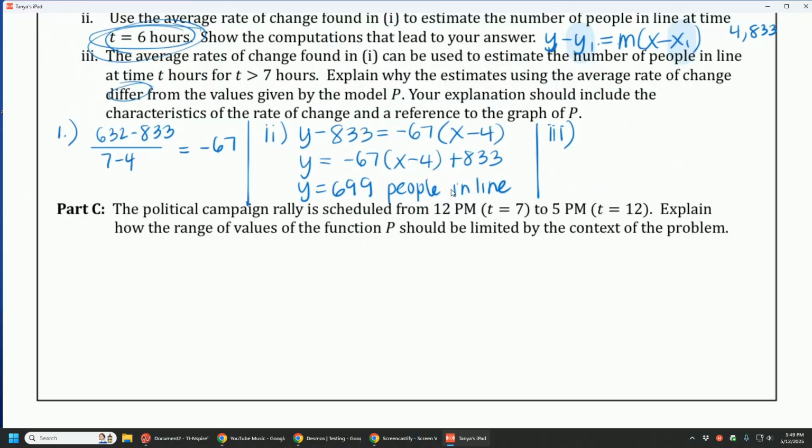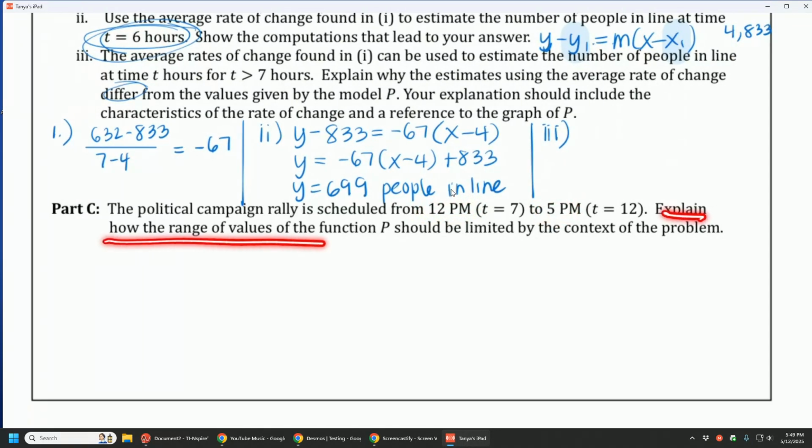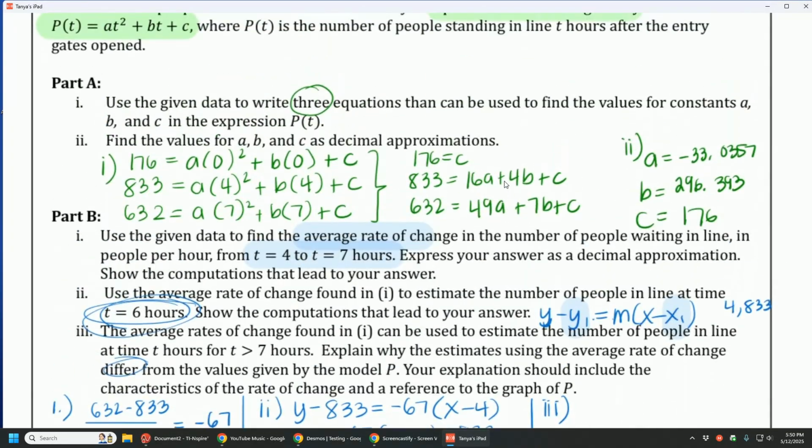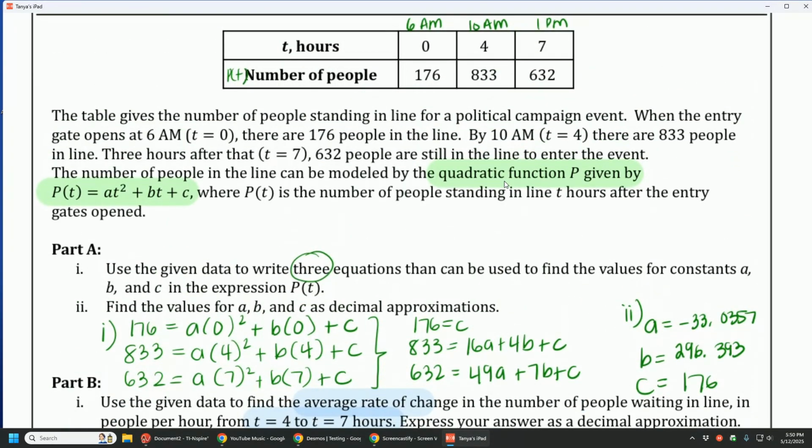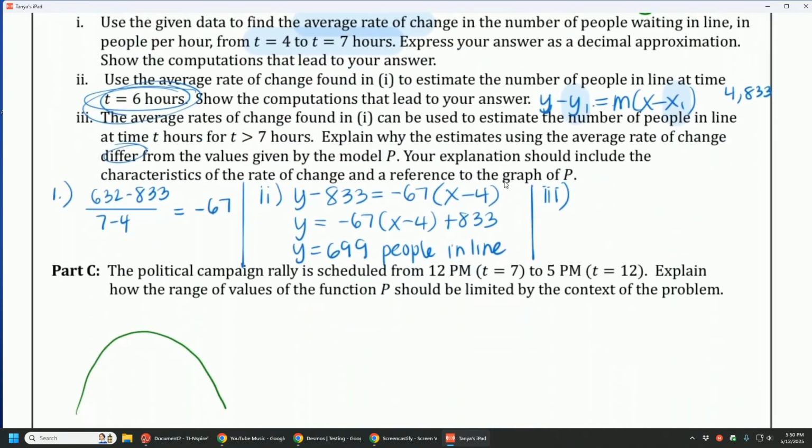Okay, and then our last part, part C, the political campaign rally is scheduled from 12 p.m. to 5 p.m. Explain how the range of values in function P should be limited by the context of the problem. Okay, so domain and range, so this is model P, by the way, which when we graphed it, we saw that it's a parabola. Okay, so at T equals 0, there were already 176 people in line.